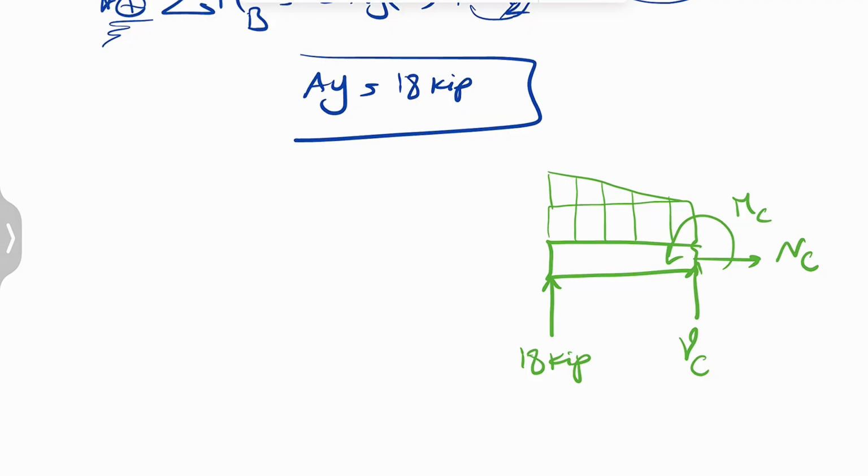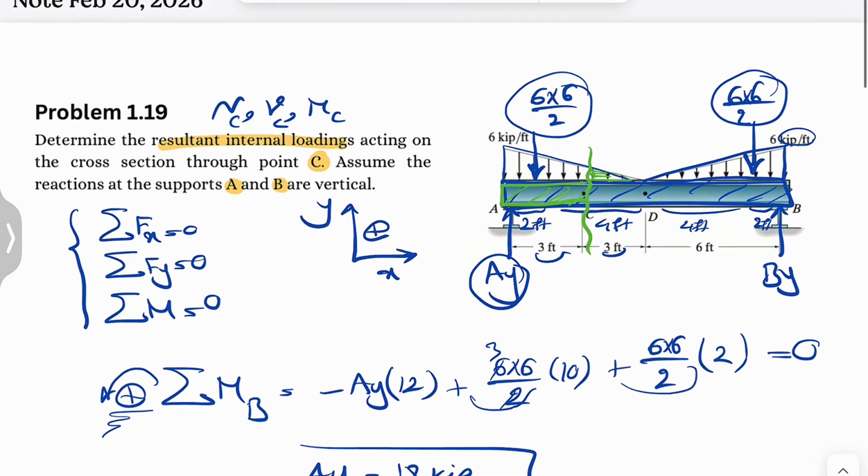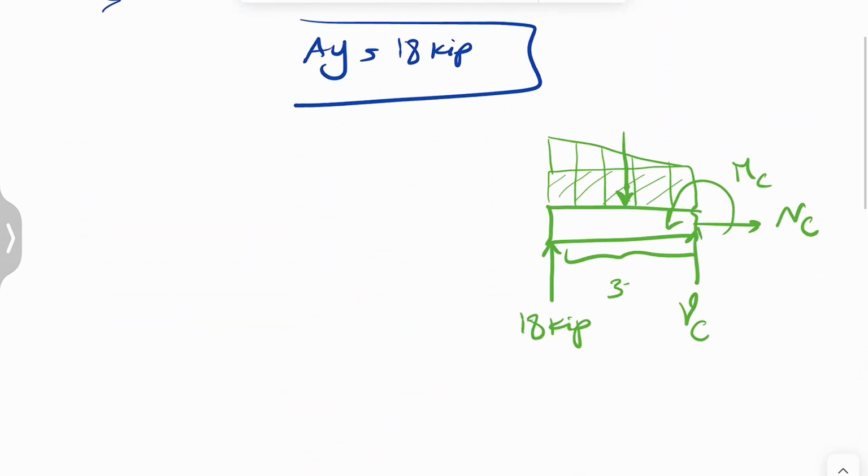So same idea applies here. Now we have this rectangle, which we know the centroid is exactly at the center, and this part of the beam we know has a length of 3 feet. So the force is going to be this side times the base of the rectangle, but the problem is we don't have this side of the rectangle. So how do we find that?